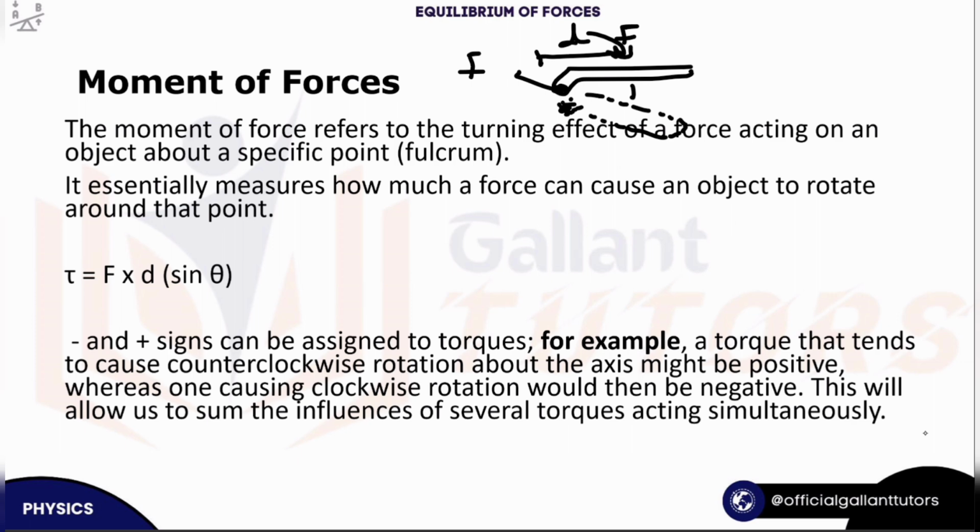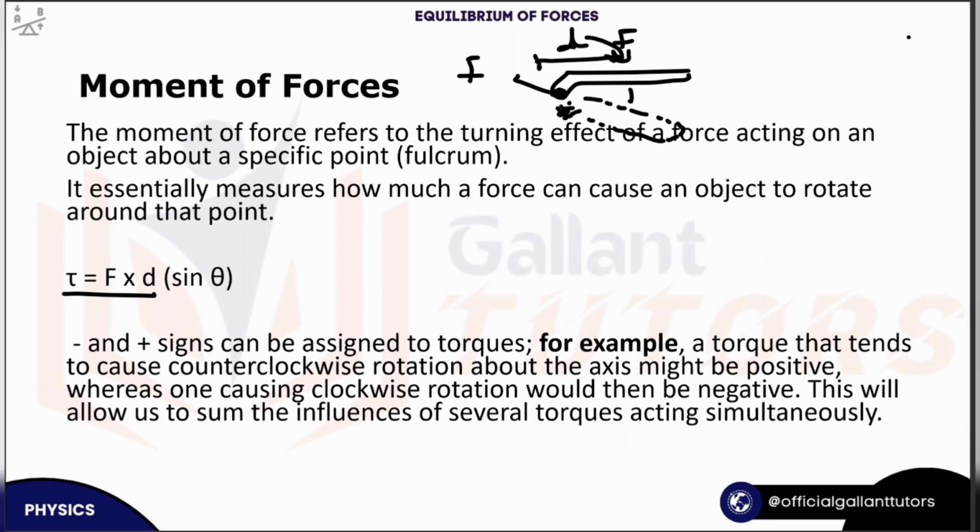So moment of force is trying to describe the turning force. Now if I apply 20 Newton, how will this thing turn? If I apply 100 Newton, what will be the effect? That's exactly what moment of force is trying to explain. It essentially measures how much a force can cause an object to rotate, right? And just like I've said before, the formula is what? Force times distance.